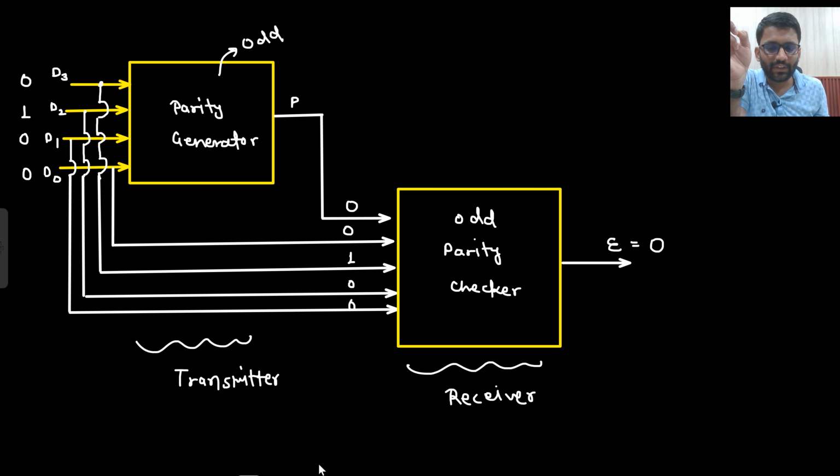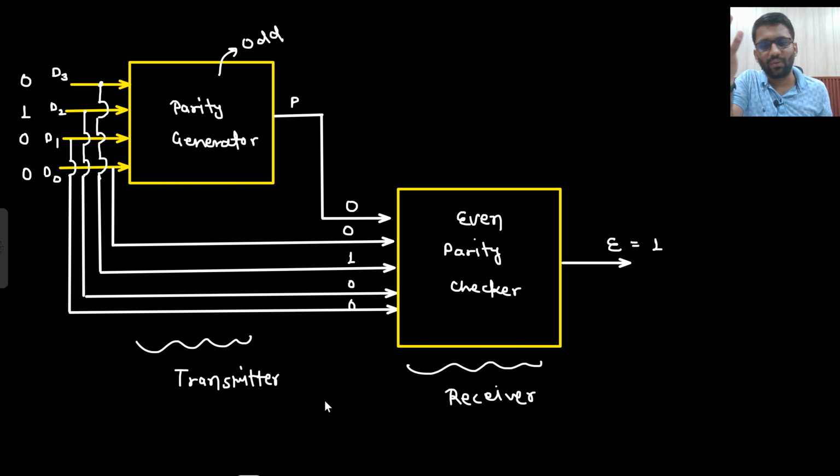And if this was an even parity checker, it will make sure that at my input the number of ones should be even, and if it sees the number of ones is odd, then it will throw the error as 1. So this is what we do in the transmitter and receiver. I hope this is crystal clear to you.